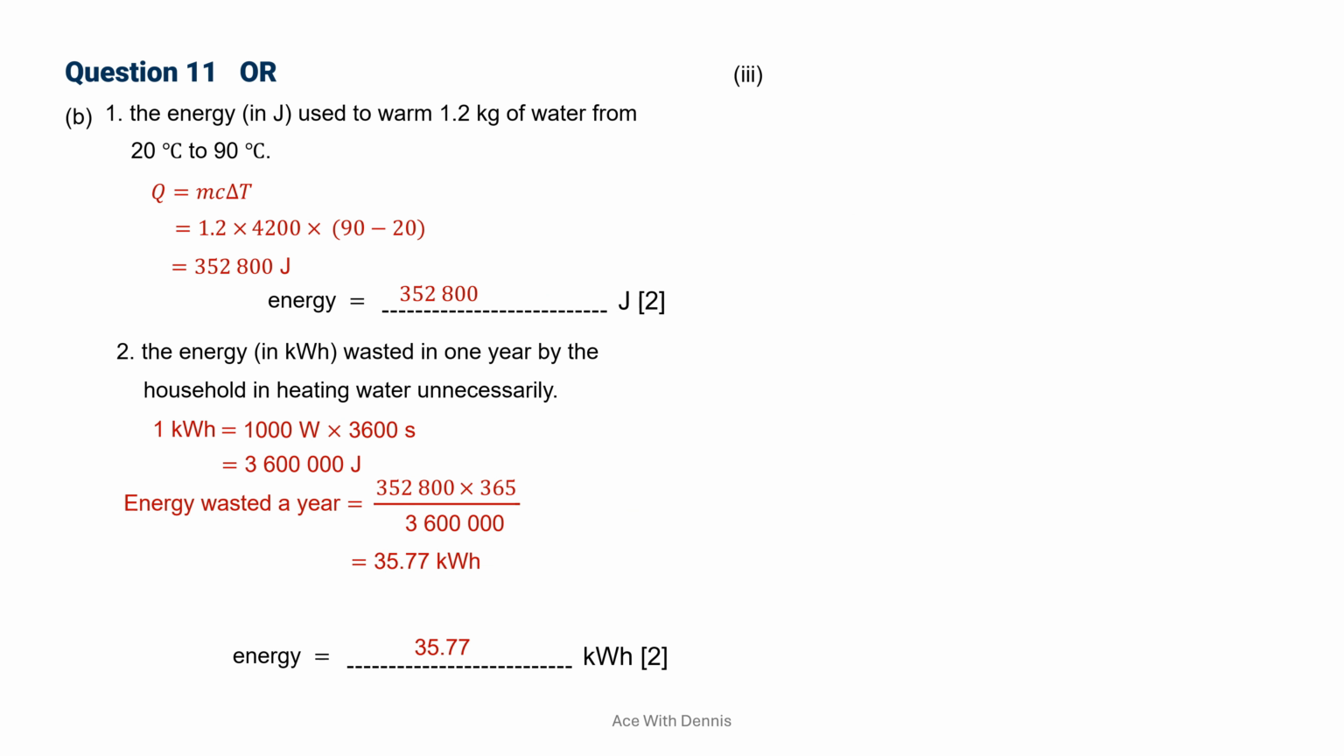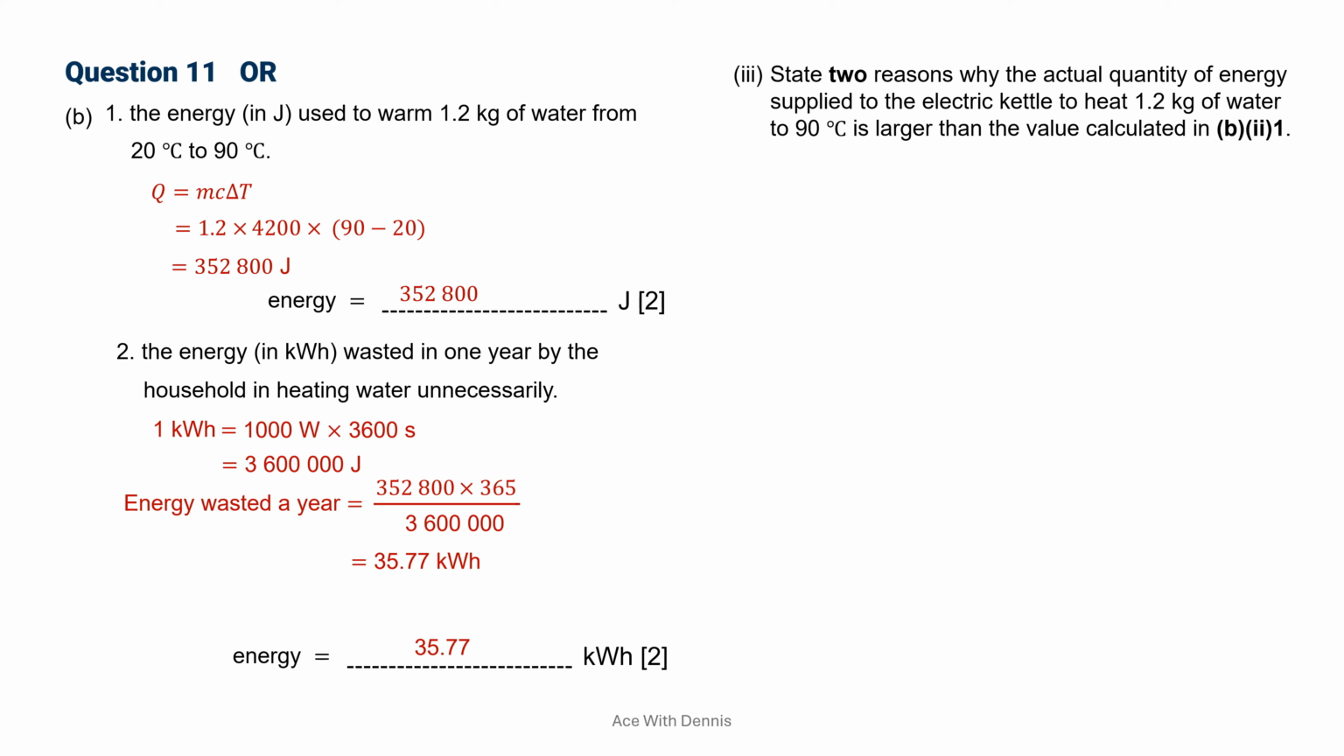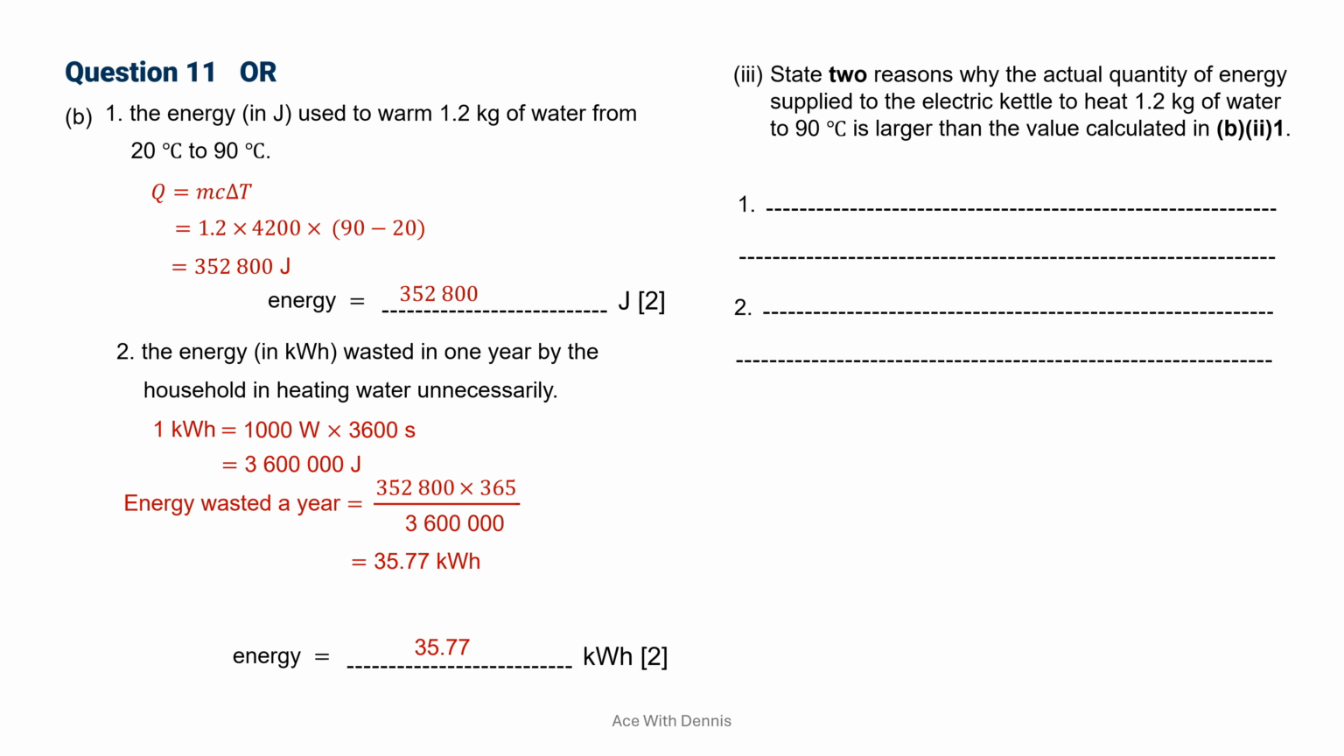Part 3. State 2 reasons why the actual quantity of energy supplied to the electric kettle to heat 1.2 kg of water to 90 degrees Celsius is larger than the value calculated in B, part 2, 1. Okay, so what's the reason that we underestimate the energy needed? The first reason is because there is energy lost to the surroundings as heat. And the second reason is because some of the thermal energy is used to heat the kettle.